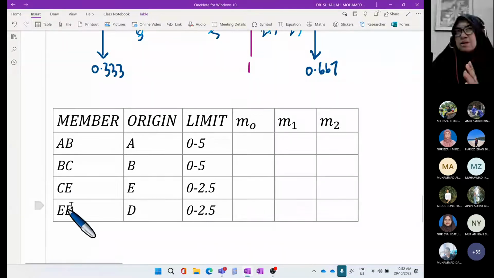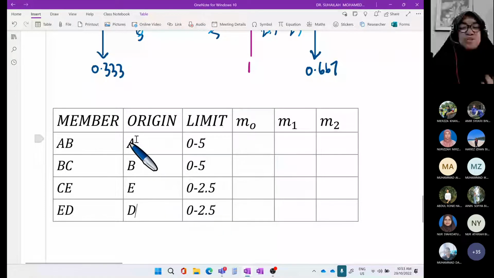Okay, now we try to set limit semua start from 0. Ini option only. Okay, because you can choose any origin that you like. Doesn't matter. But remember, origin menentukan limit dan menentukan kita punya diagram, free body diagram. So kita akan buat satu-satu yang ni. This is actually revision, tapi tak apa, kita do it as revision. Again, so we will write M0, M1, M2 for all these 4 sections. Okay, we will start with AB origin A 0 to 5.